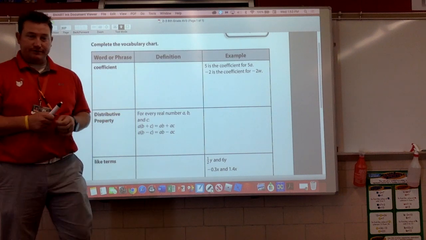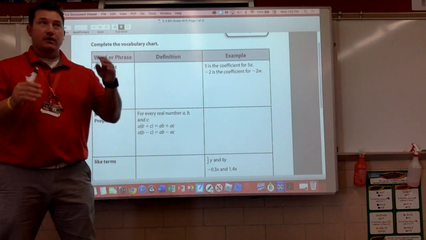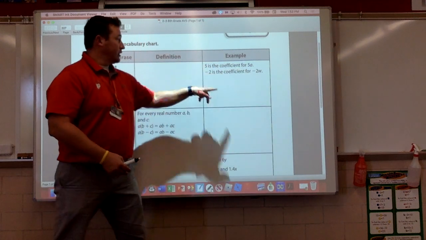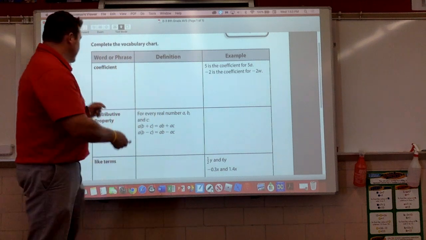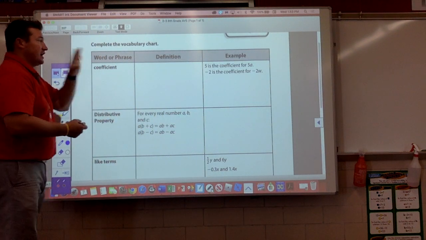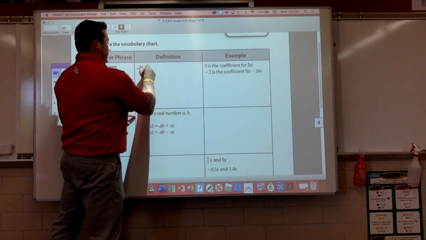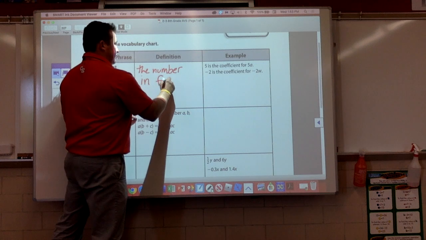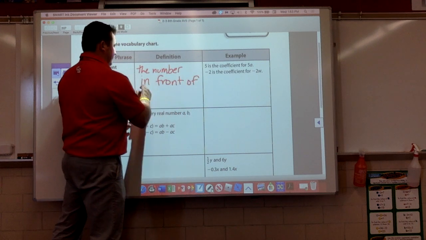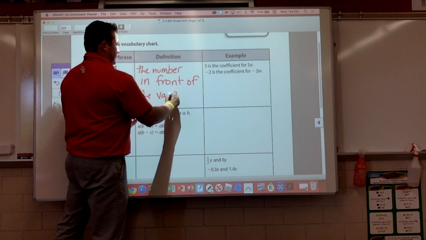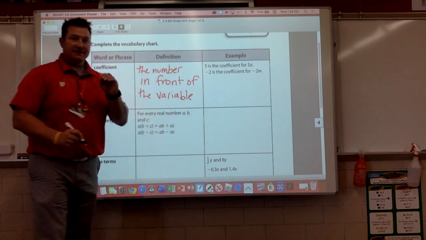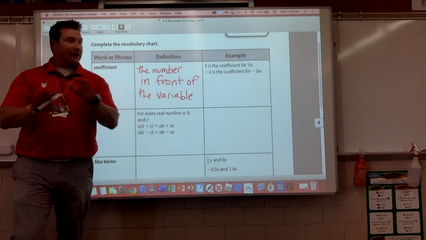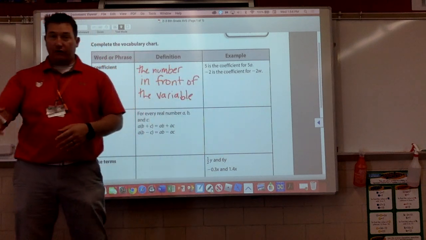First things first, coefficient. What is a coefficient, guys? Well, if you're not sure, look over here. 5 is the coefficient for 5a. -2 is the coefficient for -2w. So a good definition of a coefficient is just the number in front of the variable, okay? It is that simple. Just the number that's in front of the variable is my coefficient. Not the whole thing, right? Notice they didn't say 5a is the coefficient, just 5.